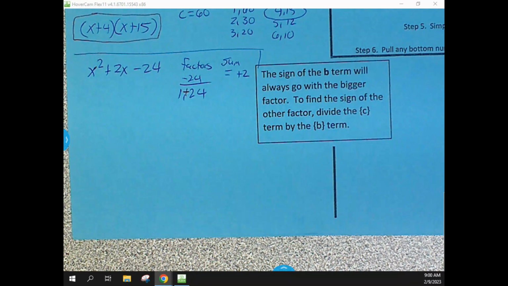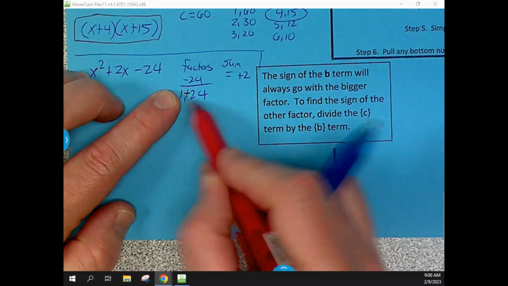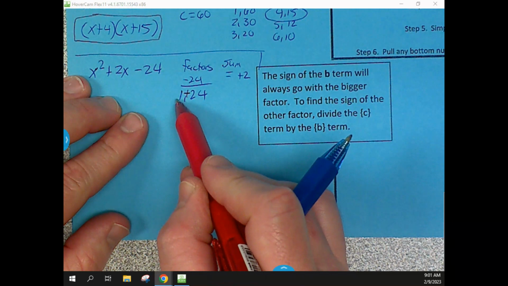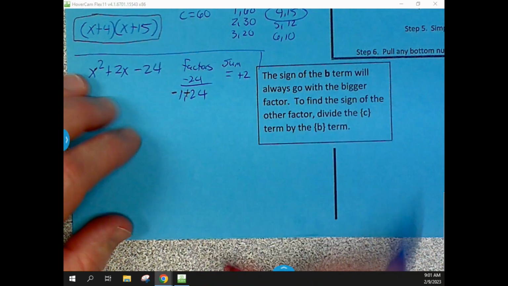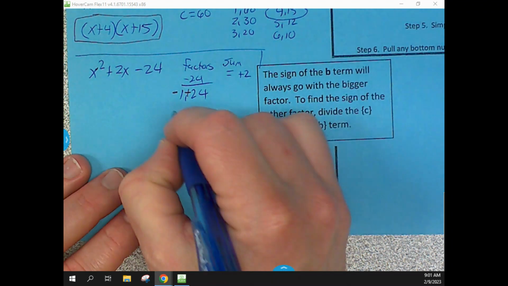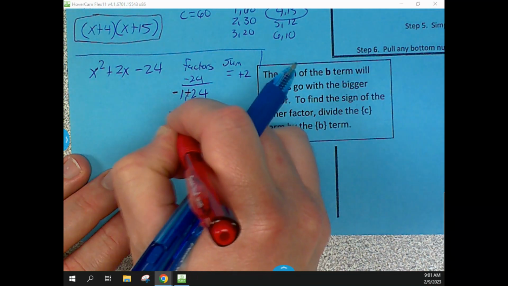To find the sign of the other factor, you just divide this negative 24 by this positive 24, which would be 1. But if you divide a negative and a positive, that means this one would have to be negative. And that will work every single time, no matter what you do. So if we list the next factors, 2 and 12, 12 is the bigger number, so it's going to have to be positive. The smaller number is going to have to be negative.